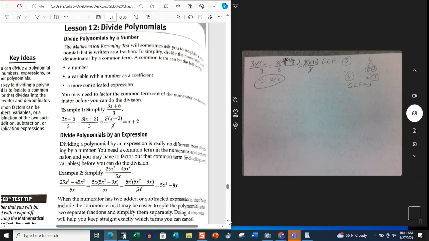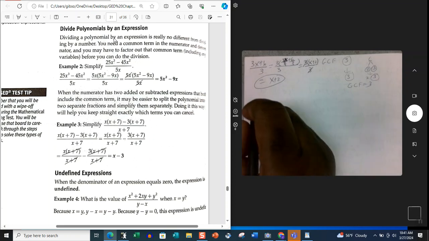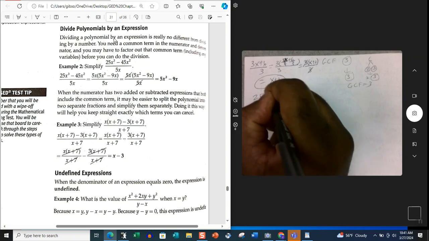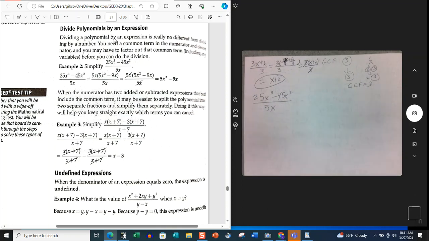Okay, now let's look here at this second and third example. It says divide polynomials by an expression. Dividing a polynomial by an expression is really no different from dividing by a number. You need a common term in the numerator and denominator, and you may have to factor out that common term, including any variable, before you can do the division. So now they have simplified 25x cubed minus 45x squared all over 5x.